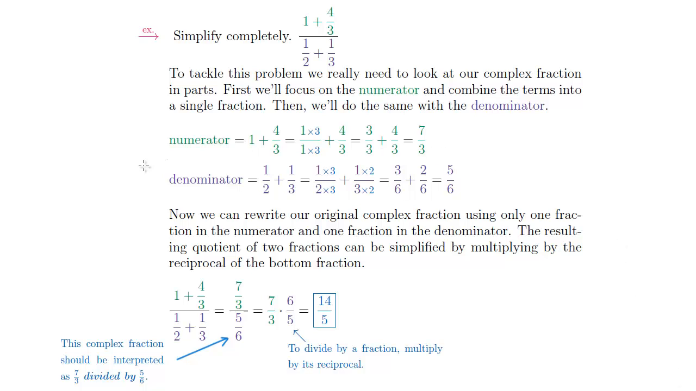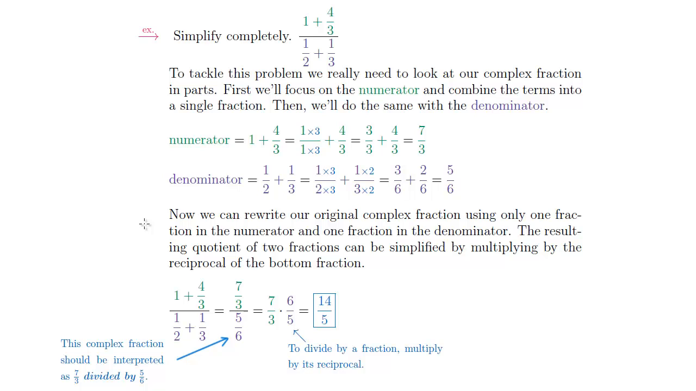We now turn our attention to our denominator, 1/2 plus 1/3. Again, we want to add these two fractions together. To do so, we need a least common denominator, which is 6. This gives us that 1/2 plus 1/3 is 3/6 plus 2/6, or simply 5/6. Now that we've simplified numerator and denominator into single fractions, we can rewrite our original complex fraction using only one fraction in the numerator and one fraction in the denominator.